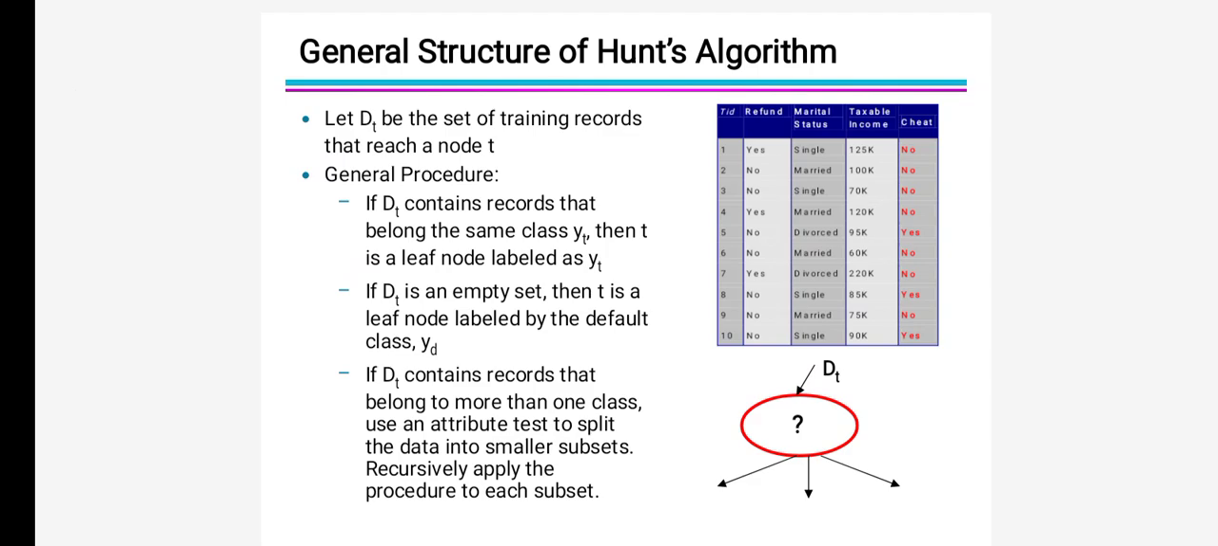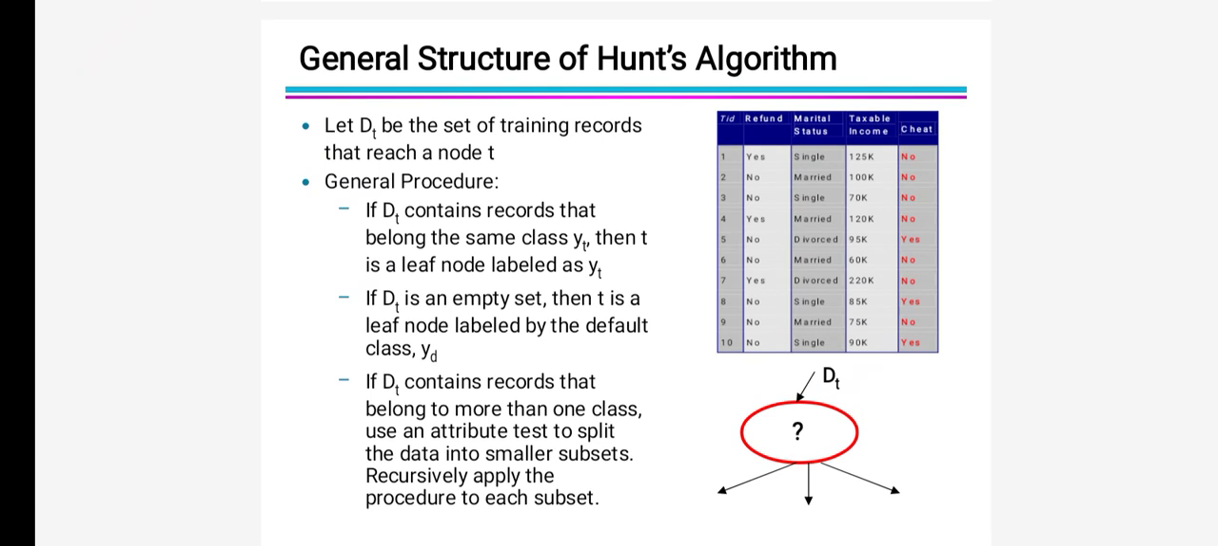In the general structure of Hunt's algorithm, let Dt be the set of training records that reach a node t. General procedure: if Dt contains records that belong to the same class yt, then t is a leaf node labeled as yt. If Dt is an empty set, then t is a leaf node labeled by the default class yt. If Dt contains records that belong to more than one class, use an attribute test to split the data into smaller subsets. Recursively apply the procedure to each subset.